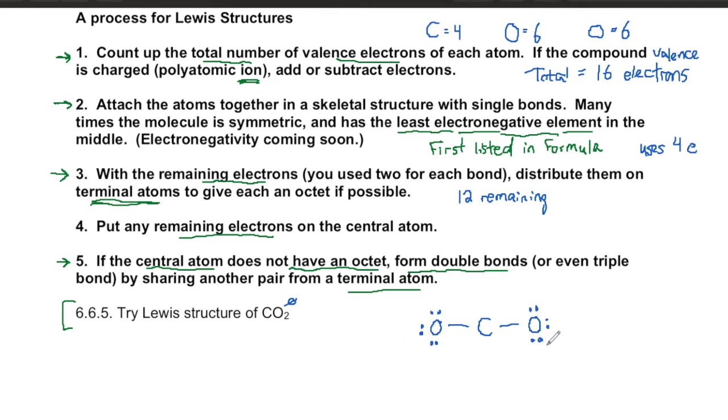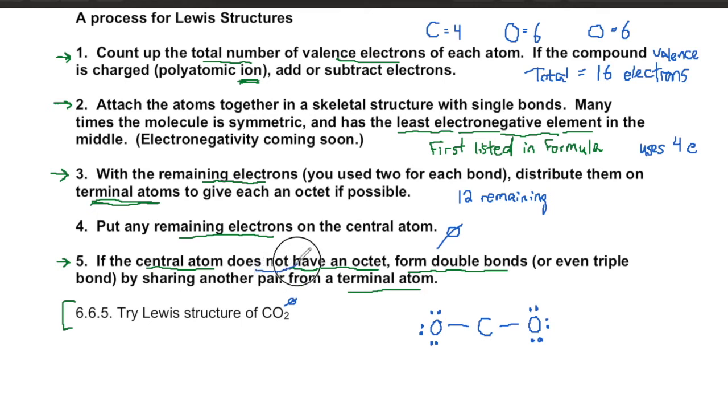We put them on the oxygens to give them octets, and that used up all 12. Then we would put any remaining electrons on the central atom. There are none remaining, so we can't do step 4. We have all 16 showing, 2, 4, 6, 8, 10, 12, 14, 16. There's no extra ones there to put on carbon.